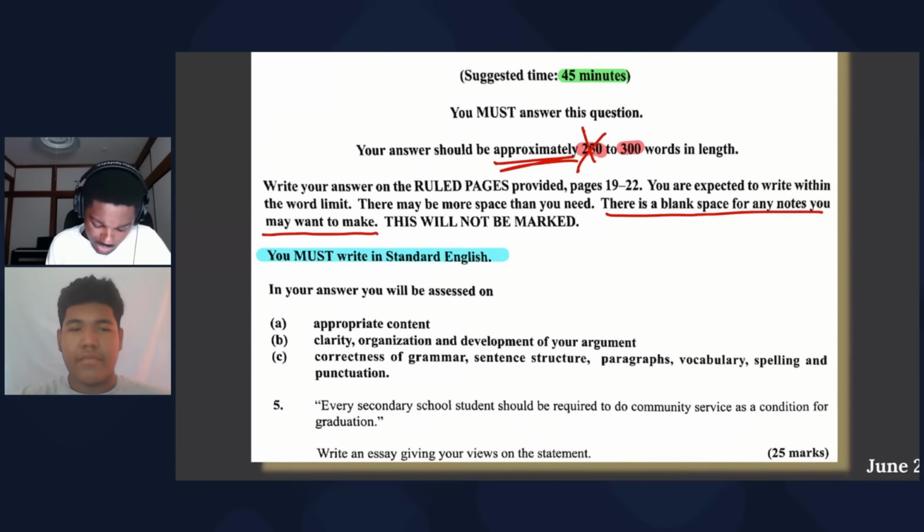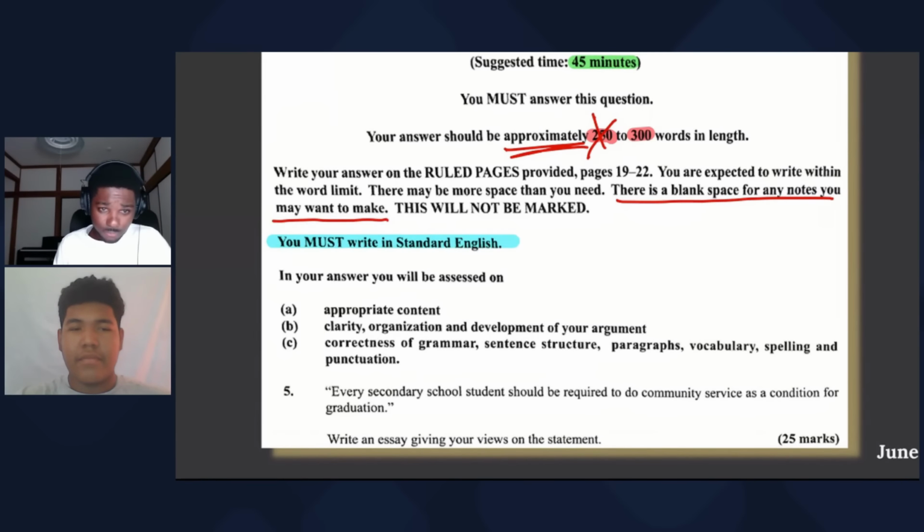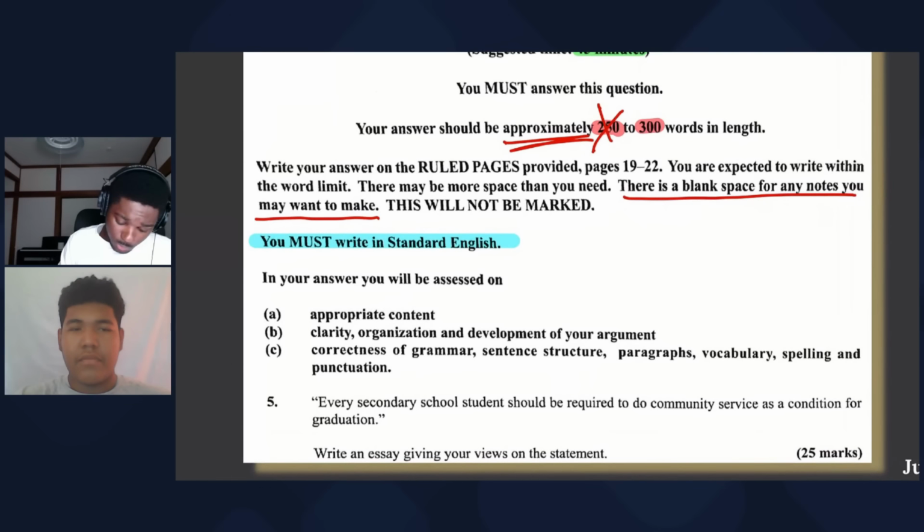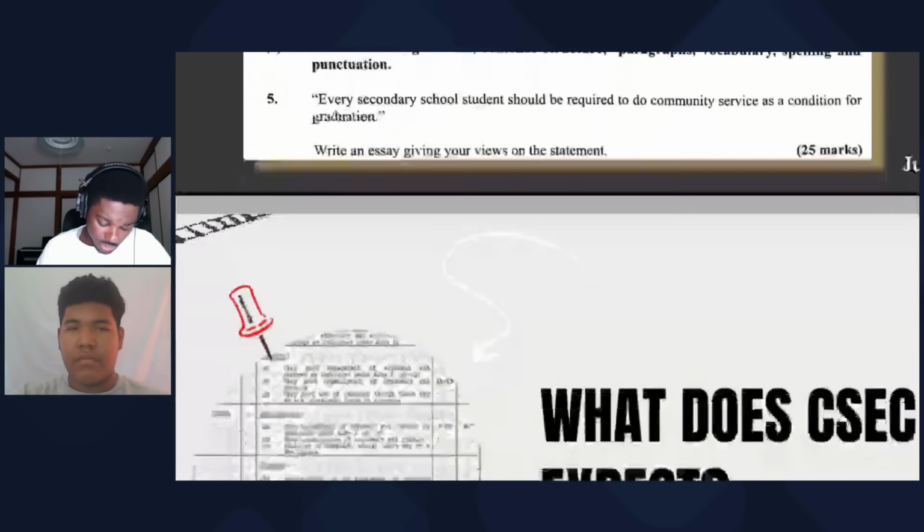And you're going to be assessed on these 3 areas: how appropriate your content is, how clear your content is, how well you organize it, how well you develop your argument, and of course the basic stuff like your grammar, sentence structure, paragraphing, spelling, all that stuff. These 3 criteria will be used to judge your essay, and they will determine how many marks you get out of 25, right? How many marks you get out of 25.